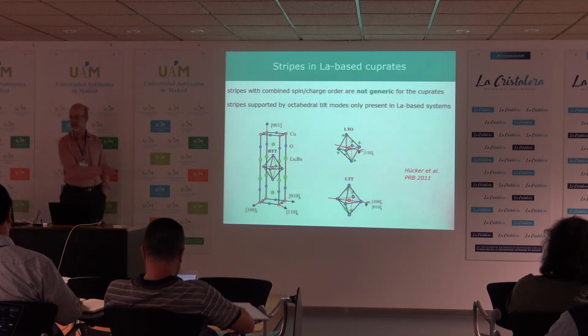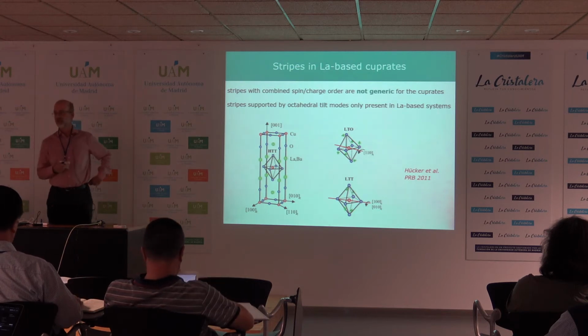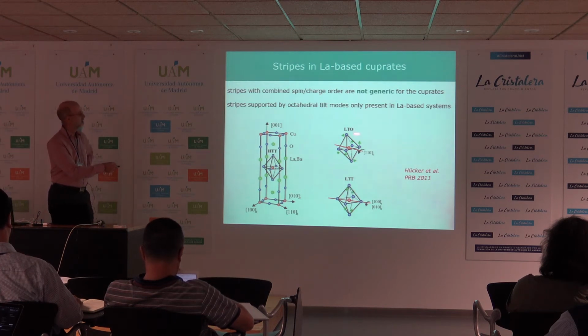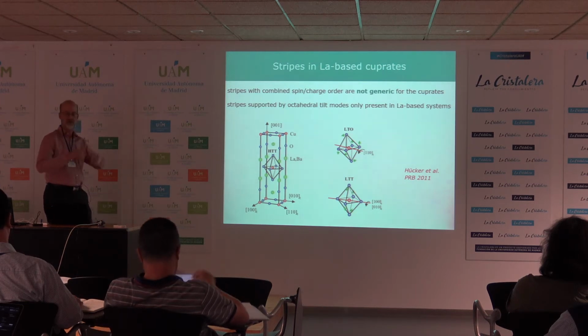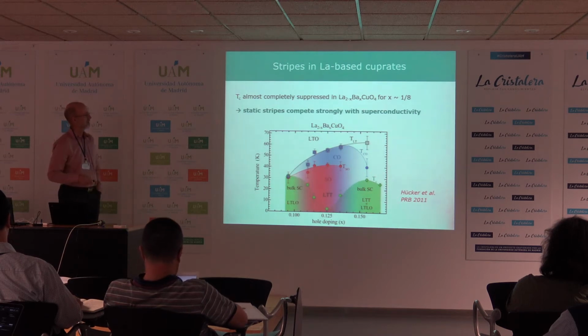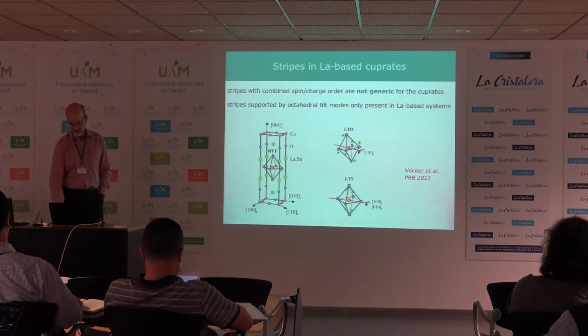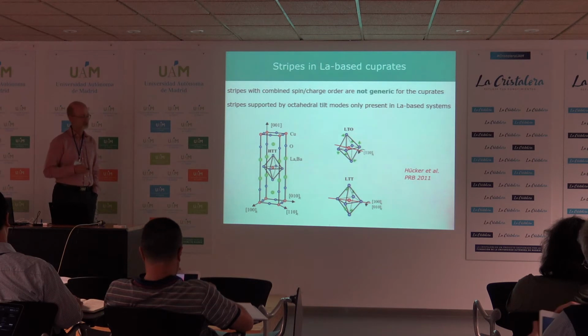When you look at YBCO, for instance, you don't have octahedra, you have tetrahedra that are not easily tiltable. Right? So you have these different phases here: low temperature orthorhombic, low temperature tetragonal, where these octahedra tilt in different directions, and these are also marked here on this phase diagram. Right? LTLO, the LTO, etc. They are different types of tilt order phases. Okay? So this type of phase is really not generic to the cuprates.